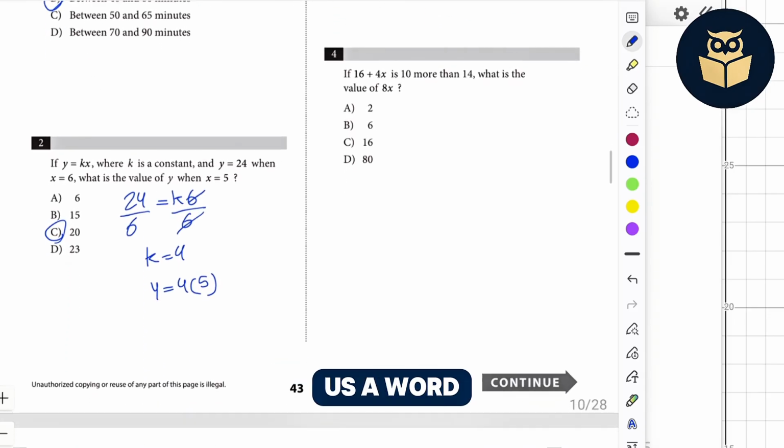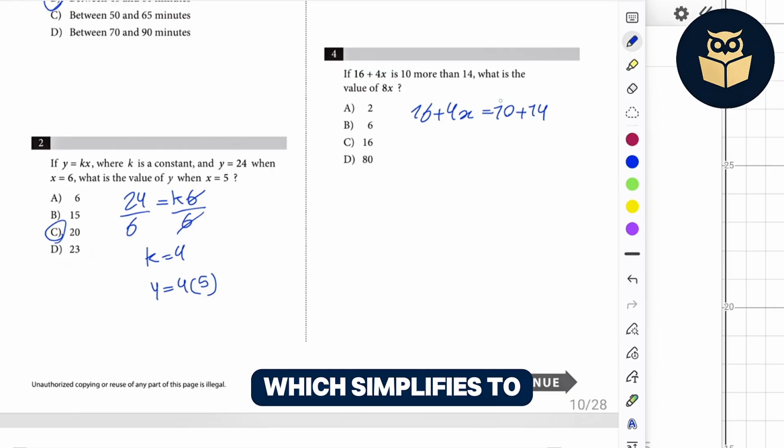Alright, question 4 gives us a word sentence to turn into algebra. It says 16 plus 4x is 10 more than 14. Let's write that down. 16 plus 4x equals 14 plus 10, which simplifies to 16 plus 4x equals 24. Subtract 16 from both sides.